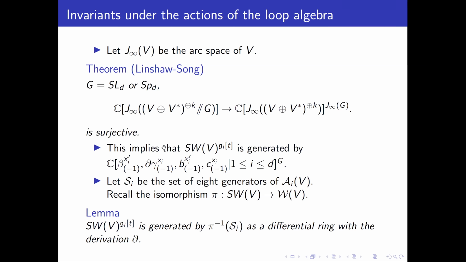This lemma holds because we have the following theorem. For G being SO(d), or the special linear group, or the symplectic group, the arc space invariant map is surjective. So this will imply that the G[t] invariant of SWV is generated by the G invariants of negative modes of beta, gamma, b, c. But by the classical invariant theorem, this space is just generated by the eight elements. So we have this lemma.